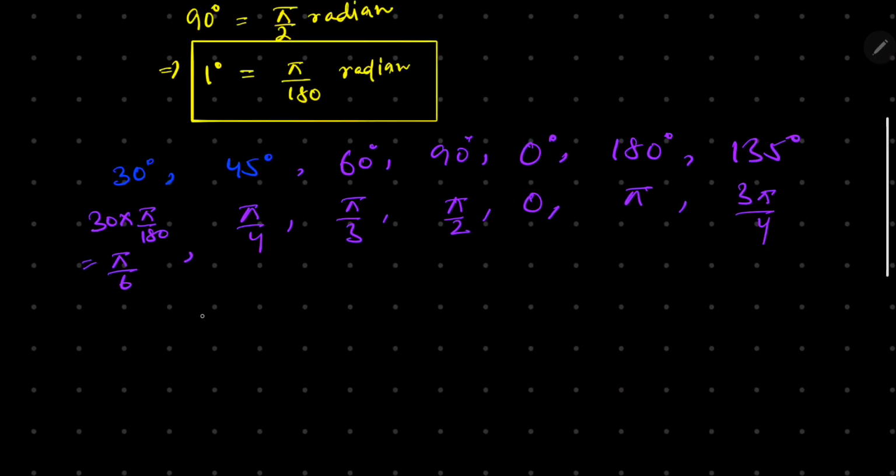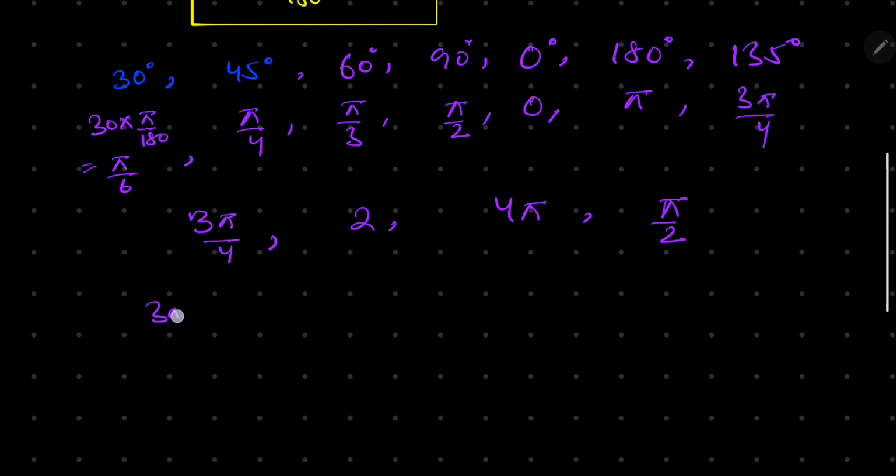Similarly, let's take some other examples, like 3 pi by 4 radian. There is no popular way to denote radian. If there is nothing written there, you just assume that it is radian. Let's say we have 3 pi by 4, then 2, then 4 pi, and pi by 2, and so on. I want to convert these radians into degree, so I have to multiply these with 180 by pi. Pi will get cancelled out, and you can see it is coming to be 45. 45 into 3 is 135 degree.